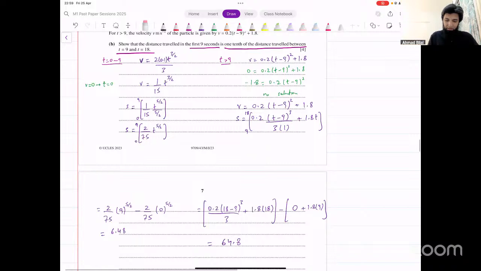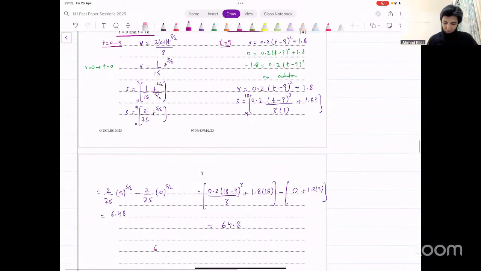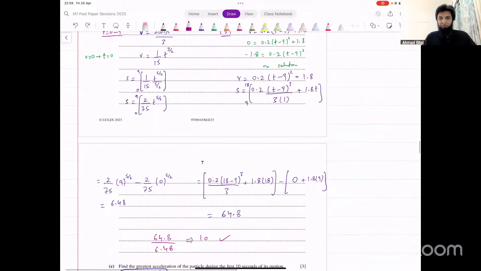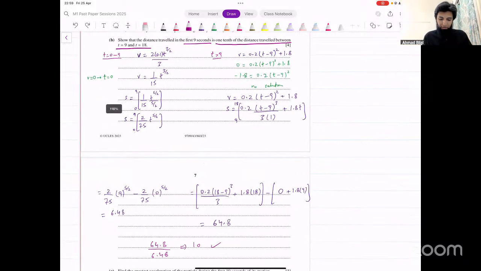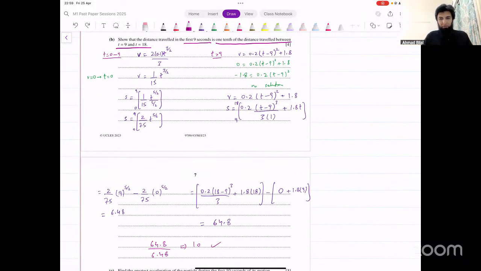You would just say 64.8 divided by 6.48. That gives us 10. And that shows that this number is 1/10 of that. So that's what you had to do at the end. Instead of saying total distance traveled, you had to show that the smaller value is 1/10 of the bigger value, like this. Okay.